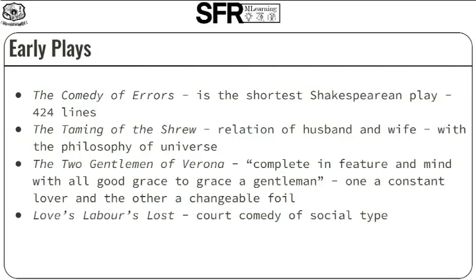Then the next play is The Two Gentlemen of Verona, which is again an early comedy, where I quote, "It is complete in feature and mind, with all good grace to grace a gentleman." It is a play in which the plot is split between the two protagonist characters, two major characters, and one presents himself as a graceful gentleman, whereas the other is a changeable foil.